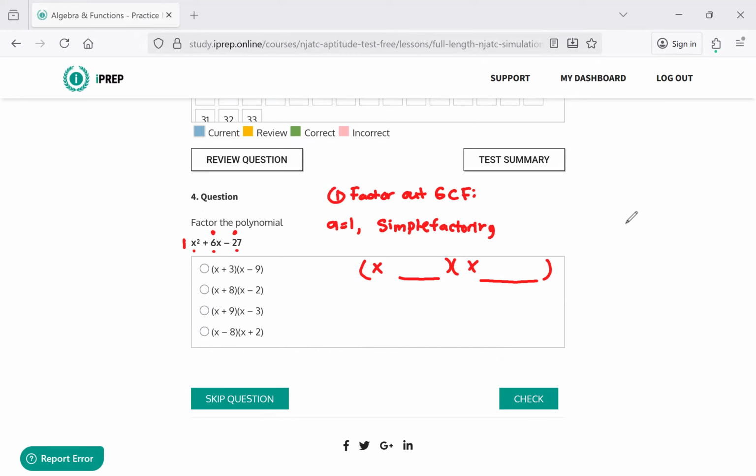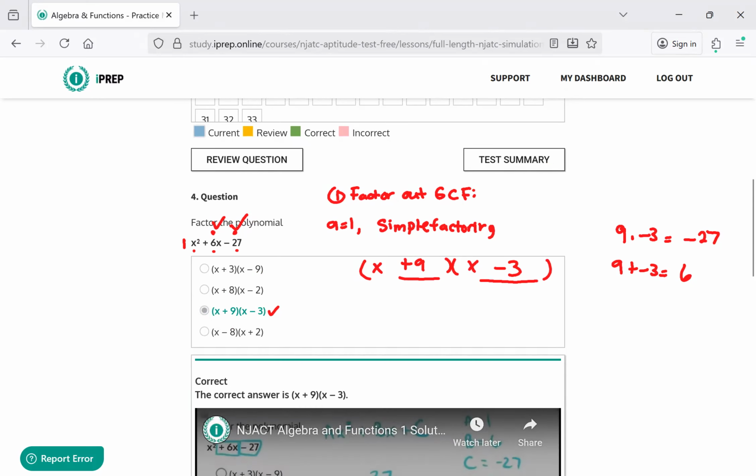On top of my head, I know that 9 times negative 3 is definitely negative 27, right? Then you add those two numbers. What's 9 plus negative 3? That is positive 6. So yes, they both work. So it's going to be plus 9 minus 3. Okay, so it's this one. Correct. Okay, so that was factoring.